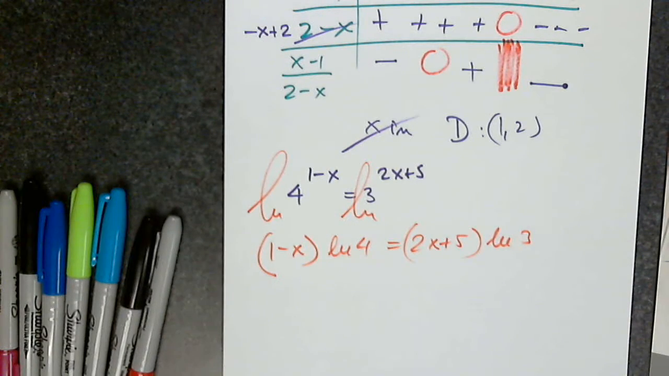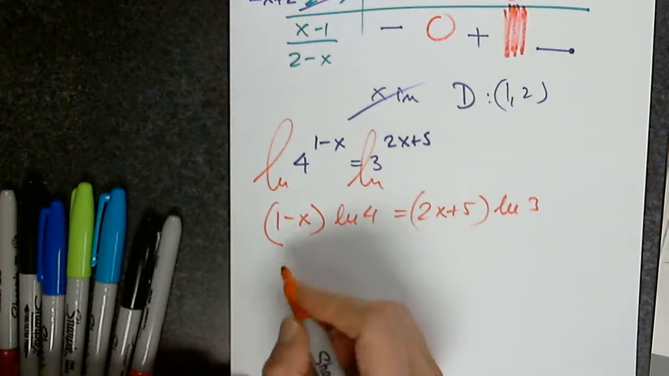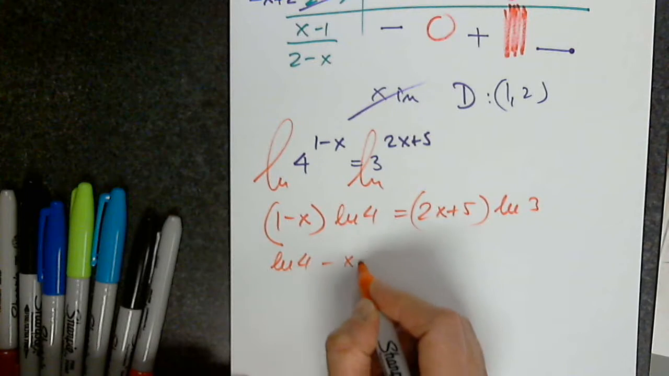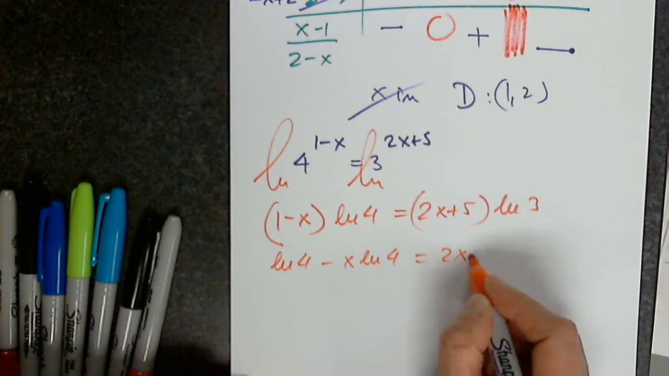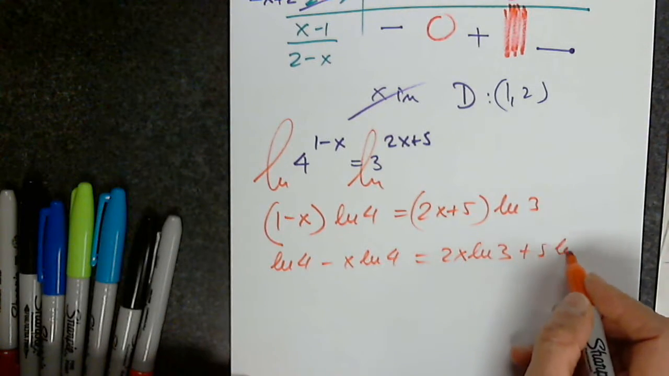This is the rule. Whatever the power is, that entire power becomes a factor in front, not a term, a factor. So it has to be in parentheses. Do we understand this? Okay. Now I have to distribute. And I have natural log 4 minus x natural log 4 equals 2x natural log 3 plus 5 natural log 3.